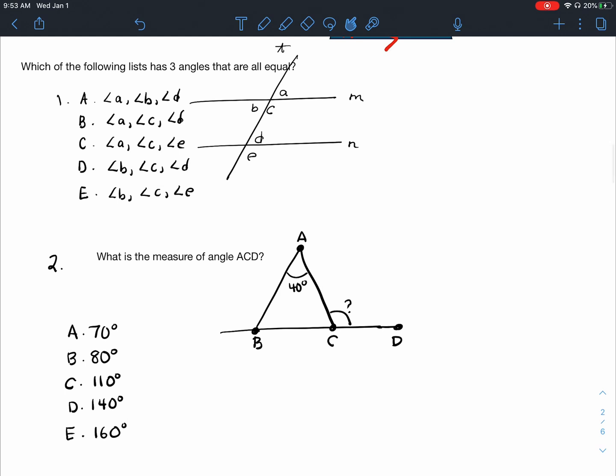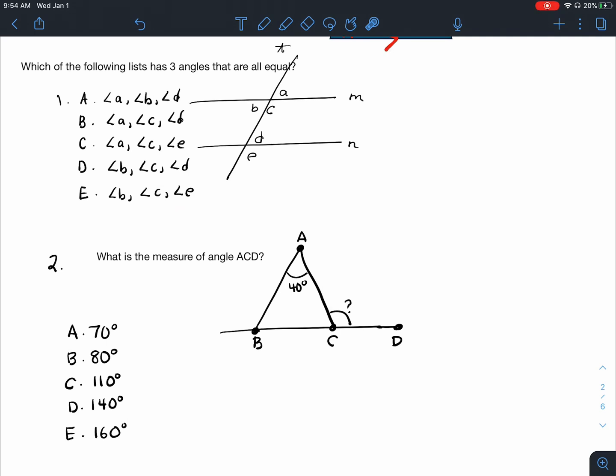Okay, when you have finished doing those 11 problems, we'll go ahead and start here. I think the very first problem was a great example of you've got two parallel lines and this transversal T, and the question is, which of the following lists has three angles that are all equal to each other? So we're looking for three angles that are equal, and you can see we have 5 answer choices here.